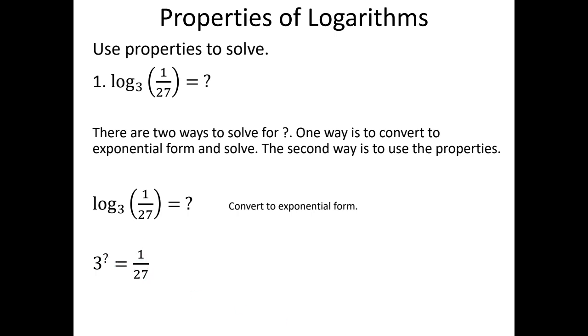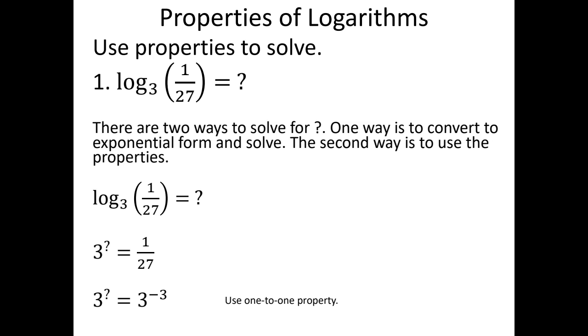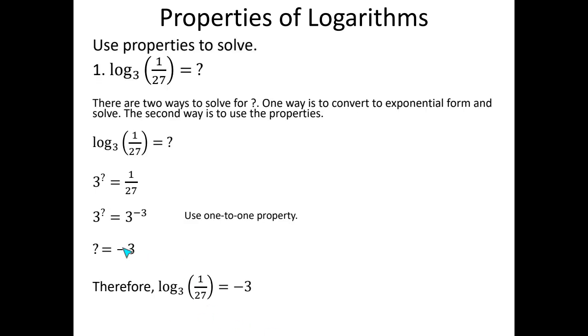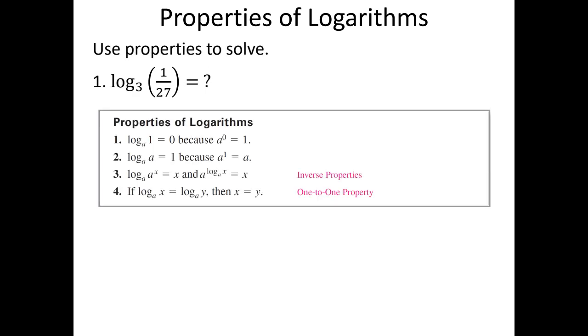In order to solve that, I'm going to rewrite 1 over 27 with a base of 3. So that's going to be 3 to the negative 3. Now the bases are the same, so that tells me that the question mark is equal to negative 3. So this whole log base 3 of 1 over 27 is equal to negative 3. By converting to exponential form, we were able to solve the problem. Now let's look at these properties.